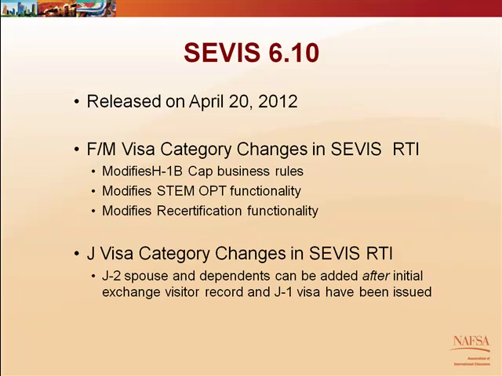On the J side in SEVIS RTI, SEVIS will now allow the responsible officer or alternate responsible officer to add a J2 spouse or dependent record to an initial status J1 exchange visitor record even after a visa has been issued. Prior to SEVIS 6.10, after a visa was issued, you could not add a J2 record until the J1's record was validated.